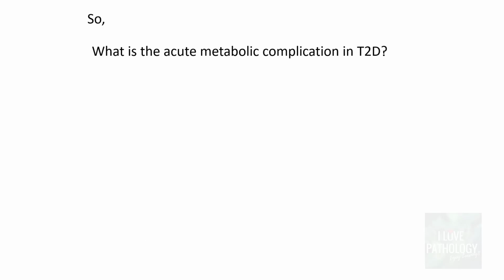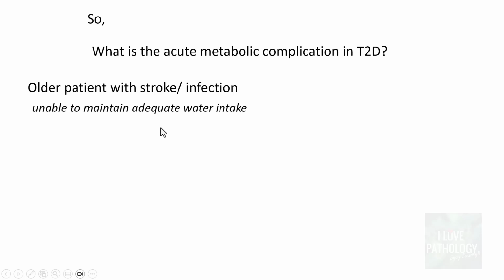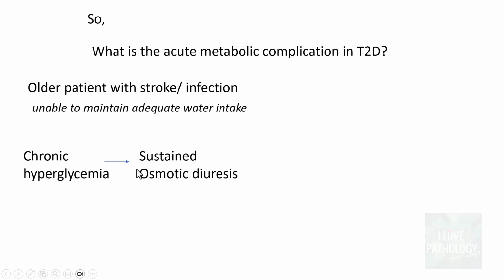If you don't see diabetic ketoacidosis in type 2, what is the acute metabolic complication which you can expect in type 2? Imagine a patient who is elderly and with stroke, or if the patient is severely infected, where the patient is unable to maintain adequate water intake. So what happens? The patient is already in chronic hyperglycemia, which results in sustained osmotic diuresis. We have understood the mechanisms for that, resulting in severe dehydration. Now, the patient is having severe dehydration, and because of his underlying condition, whether it is stroke or infection, he is not able to maintain adequate water intake.